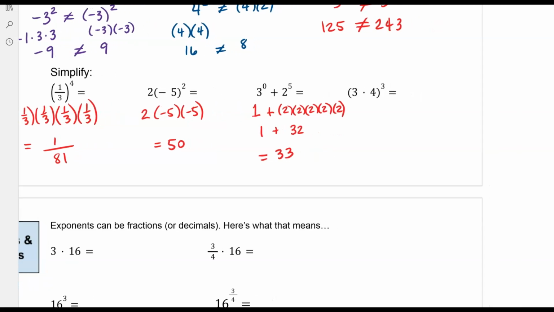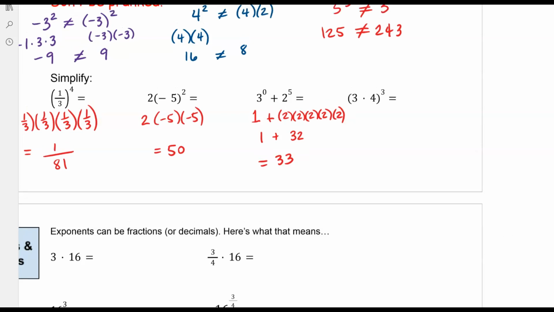In our last example, we have a grouping, 3 times 4, and then that's raised to the 3rd power. The 3rd power applies to the whole group. Let's simplify inside the group first. 3 times 4 is 12, so 12 is raised to the 3rd power. So I have 12 used as a factor 3 times. And 12 times 12 times 12 is 1,728.